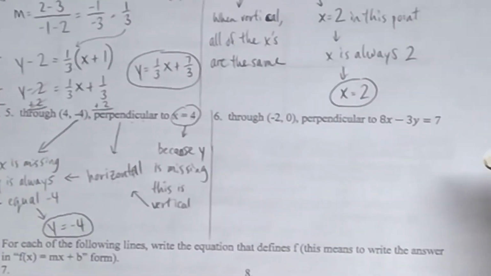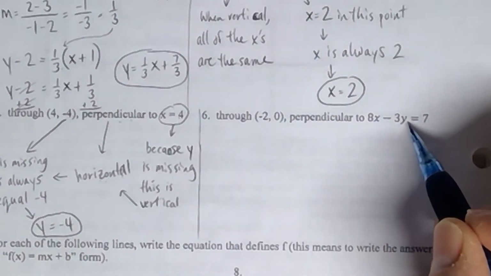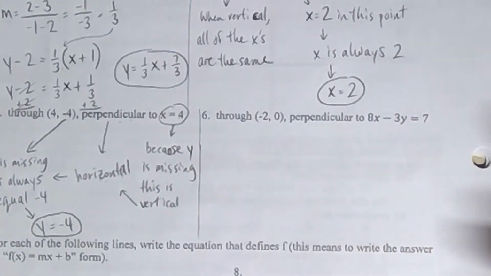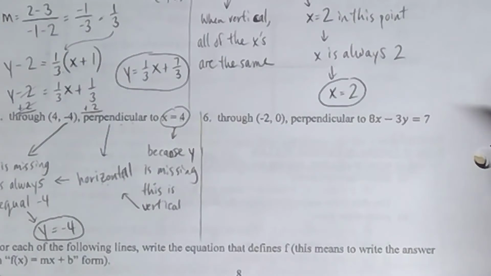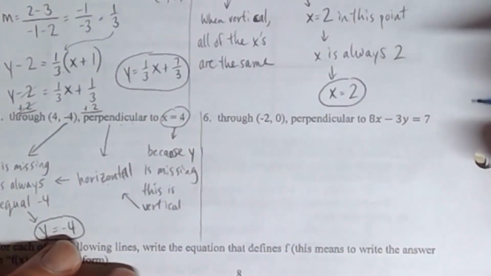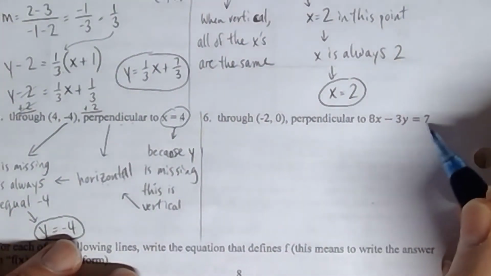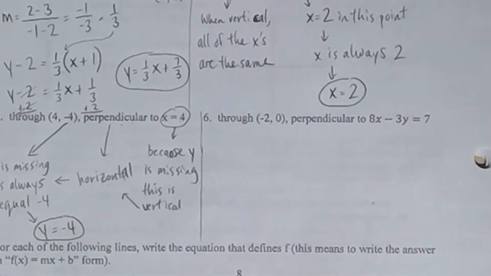Now here in number 6, notice it says perpendicular to this. Now this is not a vertical line this time like it was on the last problem. But if it says that it's perpendicular to a line and you don't know what kind of line it is, what you do is you first of all figure out what the slope is. What is the slope of this line? We can figure that out, remember. We did that in the last section.